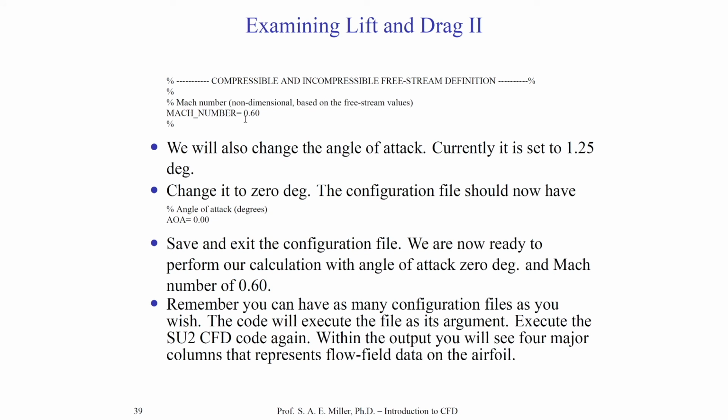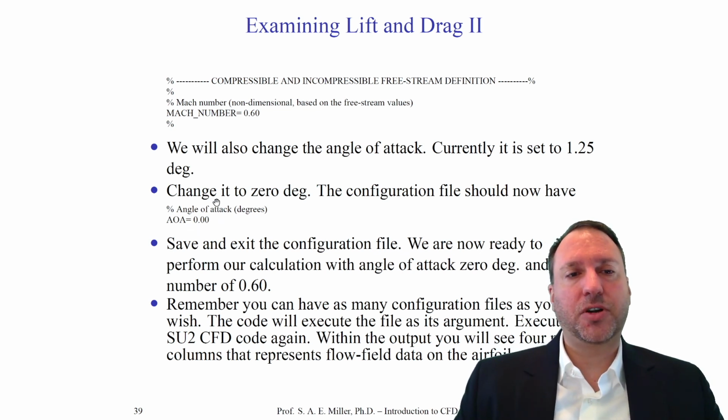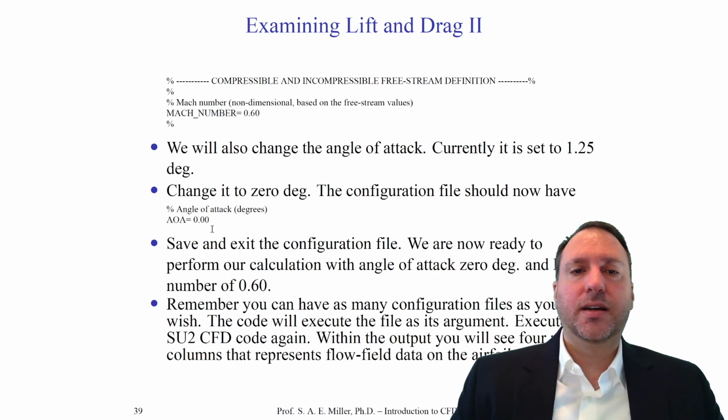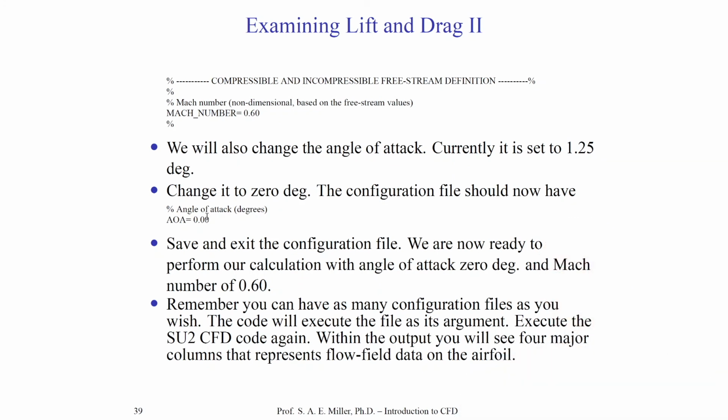We can also change the angle of attack if we wish. So let's change the angle of attack from alpha 1.25 to 0. So go in the configuration file and find the line that says angle of attack in degrees and change AOA to 0.0. Now, save and exit the file after you change Mach number to 0.6 and angle of attack from 1.25 to 0.0. Save and exit. And now you're ready to rerun your code.